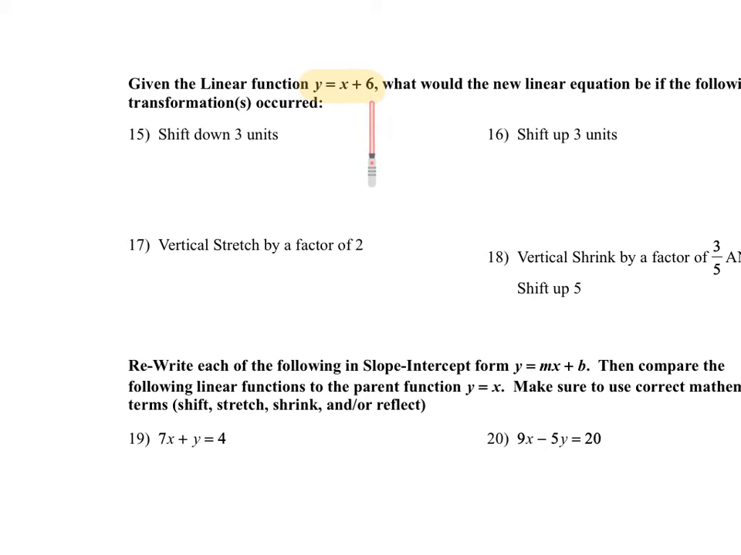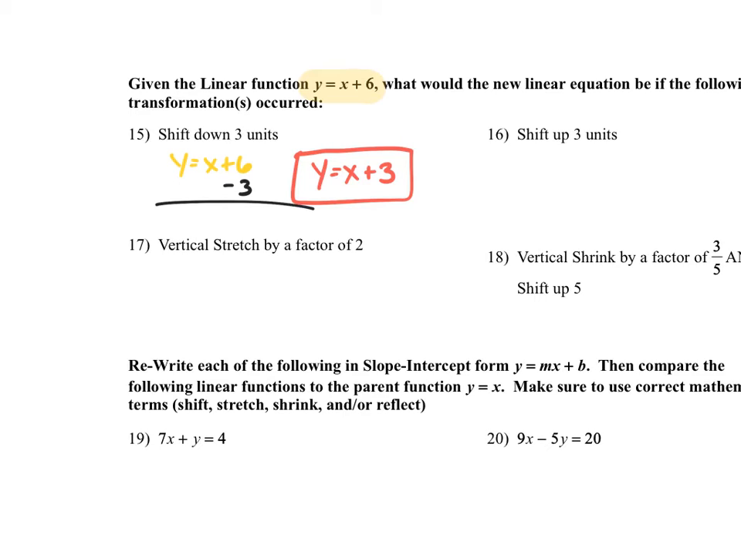Here's the difference. Instead of starting with y is equal to x, you're starting with y is equal to x plus 6. Watch what would happen here if you're trying to figure that out. You've got y is equal to x plus 6. If they want you to shift that down 3 units, that means you need to subtract 3 from your y-intercept. And that'll give you a brand new problem, which is going to be y is equal to x plus 3. So the concept is the same. You're just applying it to a different kind of problem.